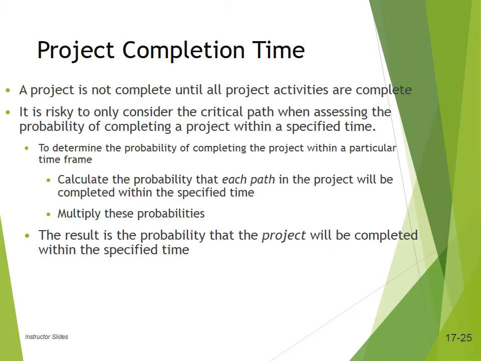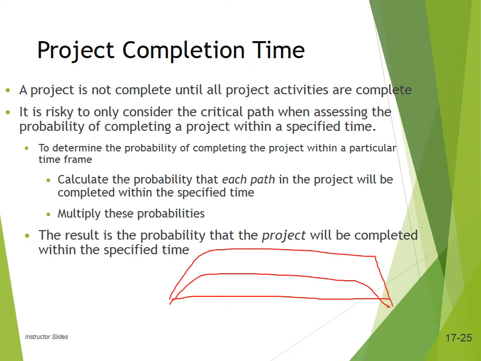Project completion time. A project is not completed unless all the activities in that network are completed. If a project manager only puts all his attention on the critical path, then what will happen if you have one critical path and a number of other non-critical paths? Then what will happen is your non-critical path might become critical as well, which is a big challenge for a project manager.